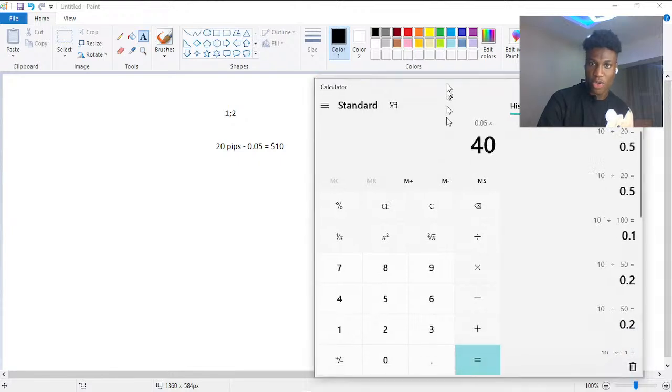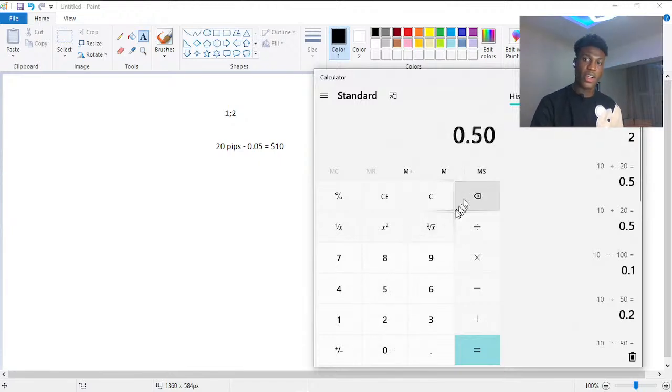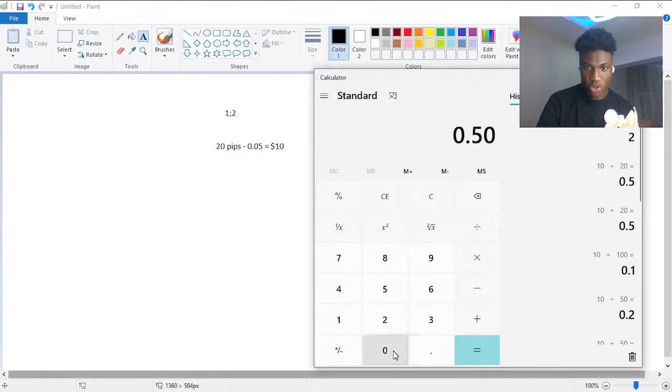Now, how much is 40 pips going to give me? Exact same multiplication. Oh, mistake. Okay, so the calculation is 0.50, which is 50 cents, not 0.05. You're multiplying your value per pip by the amount of pips you want to make in profit. So you're not doing the lot size. You're multiplying the value per pip by 40 pips.